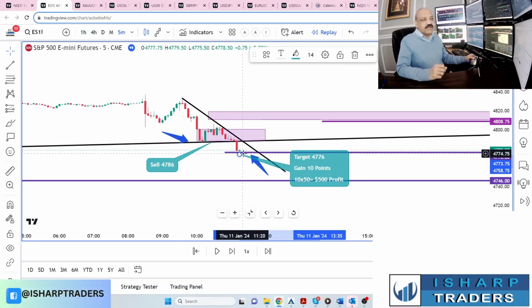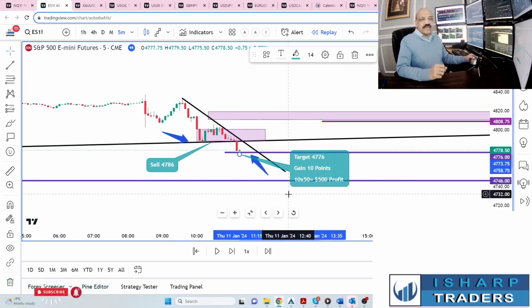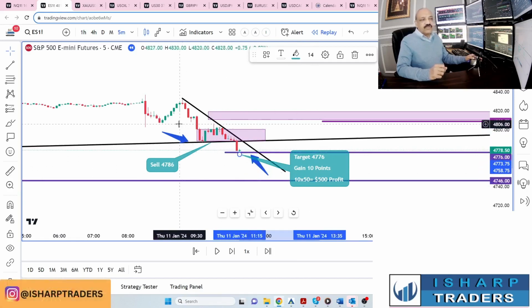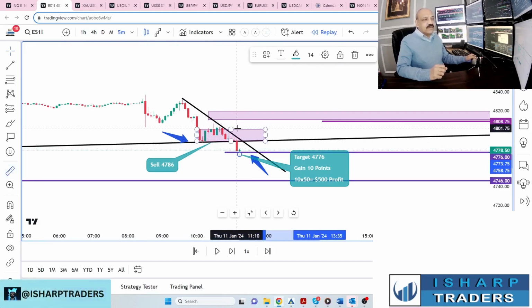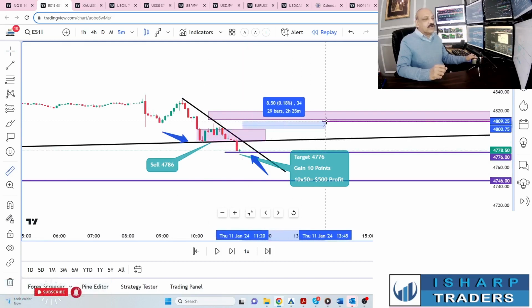So we gained 10 points and we made $500 within 5 to 10 minutes, but we have to wait for the setup. So you see, that was my setup. Once market breaks the setup, market gonna hit that. If market breaks this area, I'll go for this. Say if market breaks upward from here to there, I'll wait till the consolidation area is clear and market goes and hits this area.